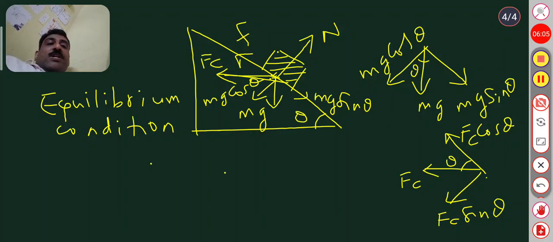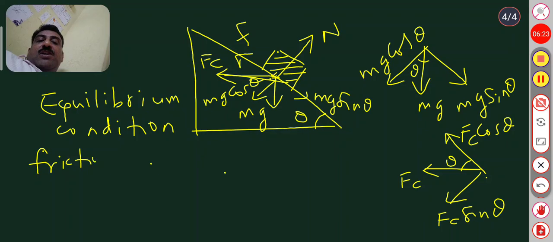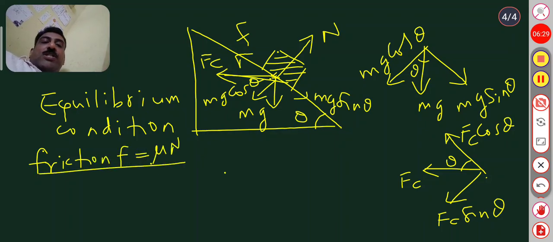Now if you see here, the friction. What is friction? Friction, as you know very well, the force of friction is given by F equal to mu into N, right? So you know this force of friction.